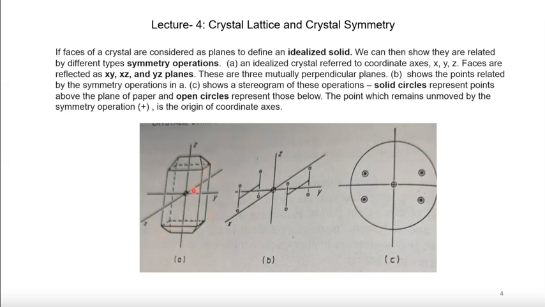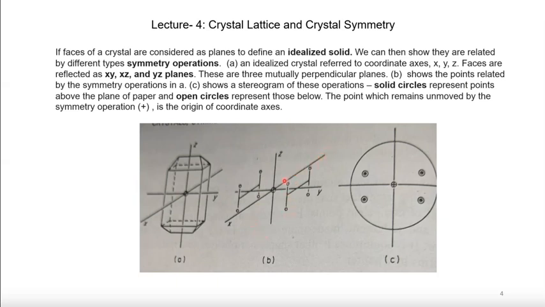So what happens in an ideal crystal? The X, Y, Z are the axes by which we will define this ideal crystal system. Faces are then reflected by the XY plane, XZ plane, and YZ plane. So there are three mutually perpendicular planes. This is one plane, this is a plane, this is a plane. So these are mutually perpendicular planes, and the intersection of these three mutually perpendicular planes is said to be the origin of the coordinate system. Here, what we are showing in B shows points related by symmetry operation.